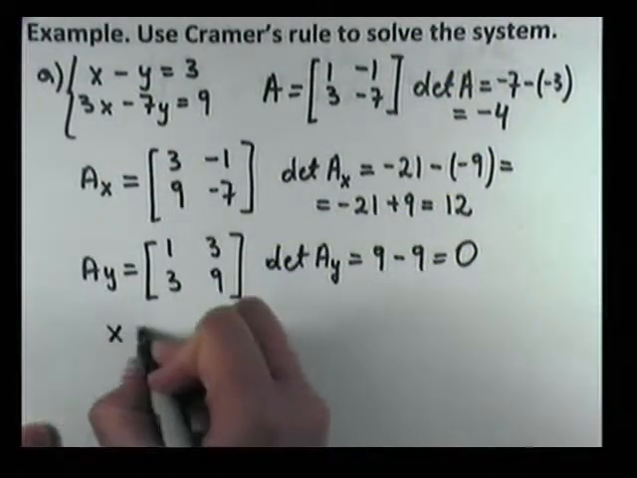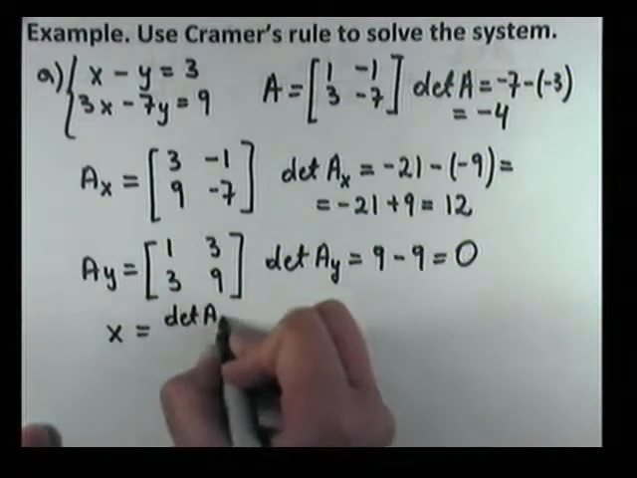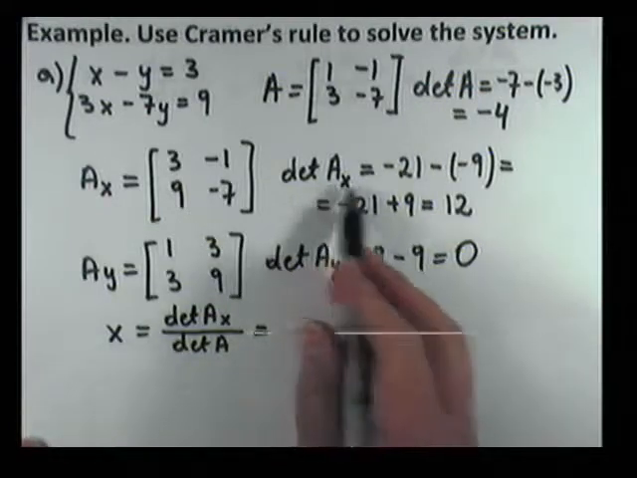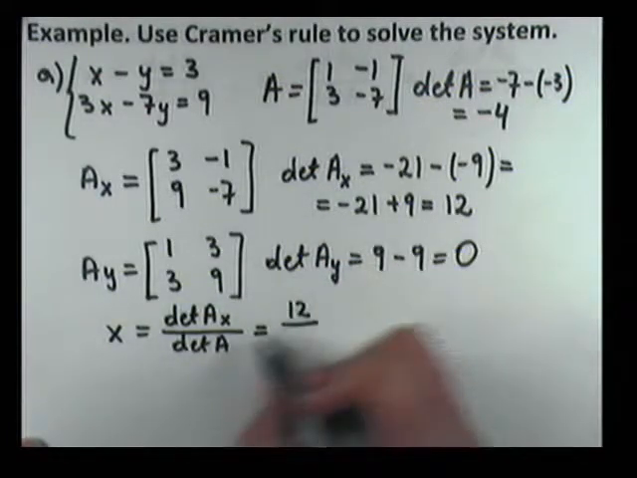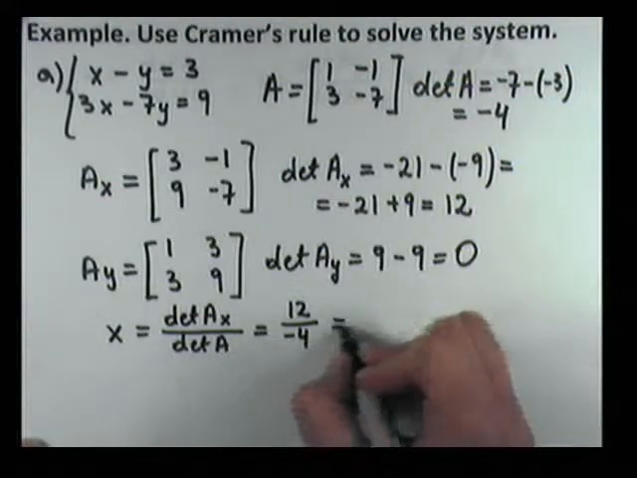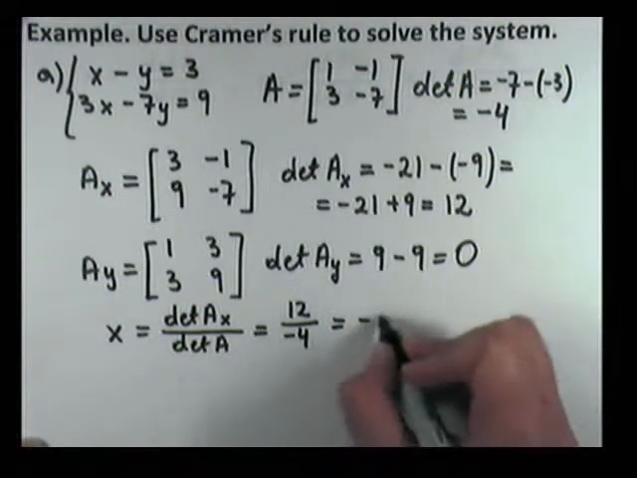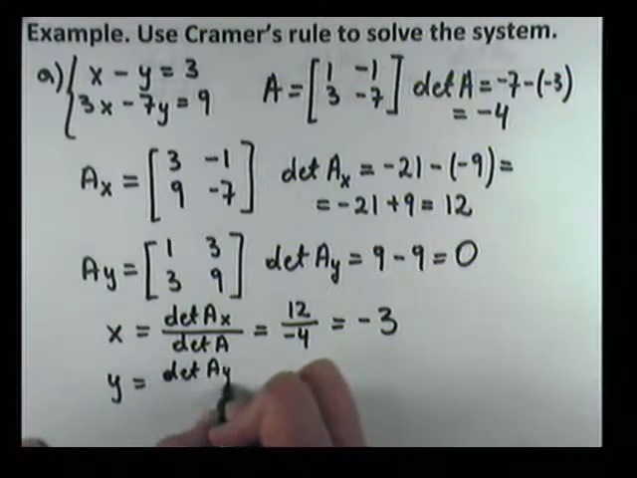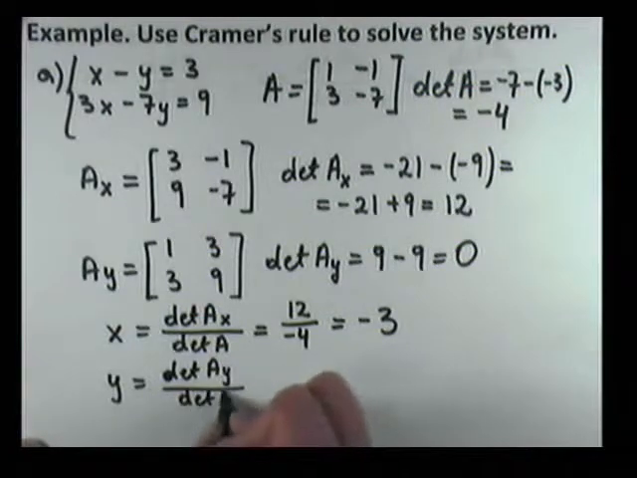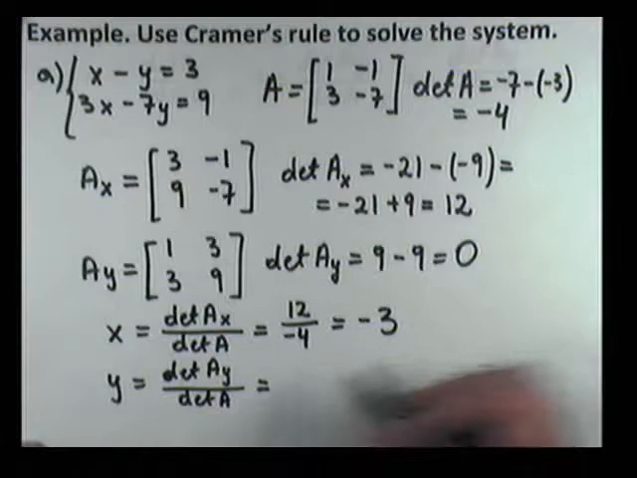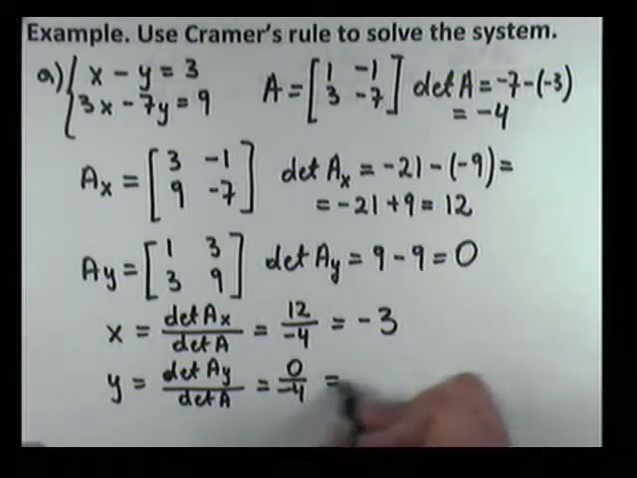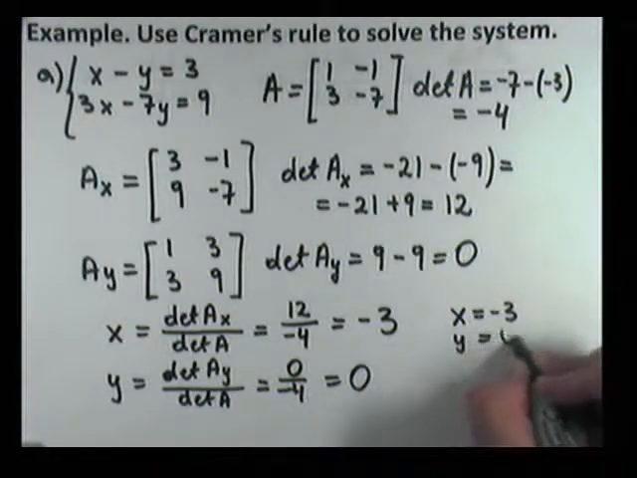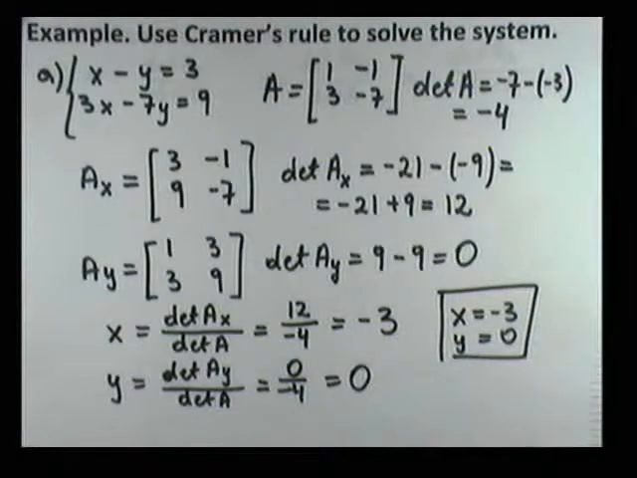So now we have that x is equal to determinant of A sub x over determinant of A. Determinant of A sub x is 12 over determinant of A is minus 4. So this is equal to minus 3. Okay, and y is determinant of A sub y over determinant of A. So this is 0 over minus 4, it's 0. So that's the solution. X is equal to minus 3, y is equal to 0. That's the Cramer's rule.